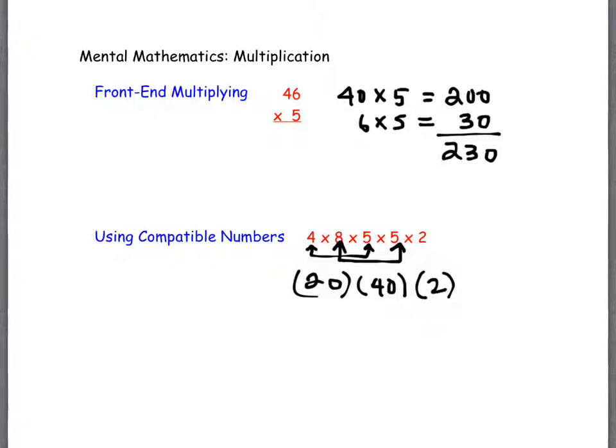Lots of 2s and 4s as well. So you could do this in any order you'd like. I think that probably we can do all of these in our head because it's just 2s, really. So 20 times 40 is what? 800 times 2 would be 1,600.